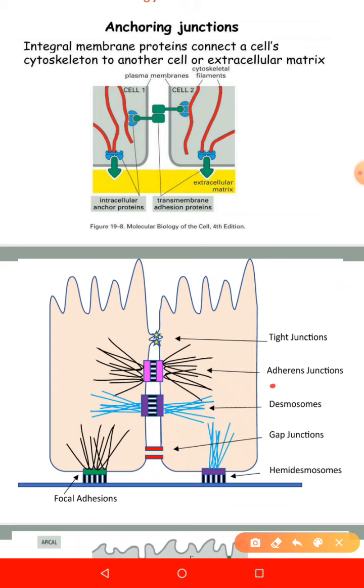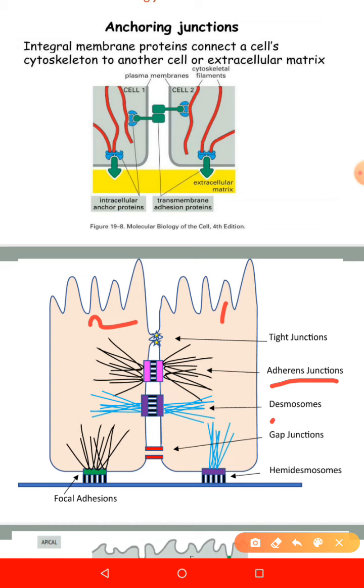Now this is the adherens junction. This adherens junction is the cell-to-cell junction. As you can see, this is cell 1 and cell 2. So it is a cell-to-cell junction which connects the actin filament of one cell to those of another cell. Remember, actin filaments are part of the cytoskeleton. So adherens junctions provide strong mechanical attachments between adjacent cells.